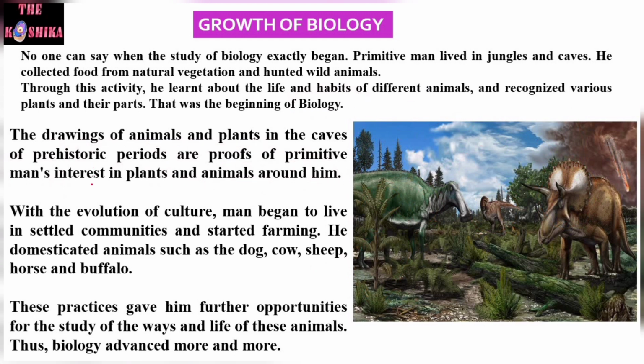With the evolution of culture, man began to live in settled communities. As you know, culture is nothing but organized behavior. When we live together, our organized behavior has a tendency to develop a culture. So with the evolution of culture, man began to live in settled communities and started farming.